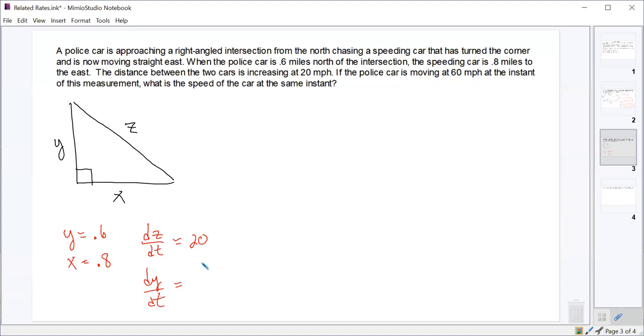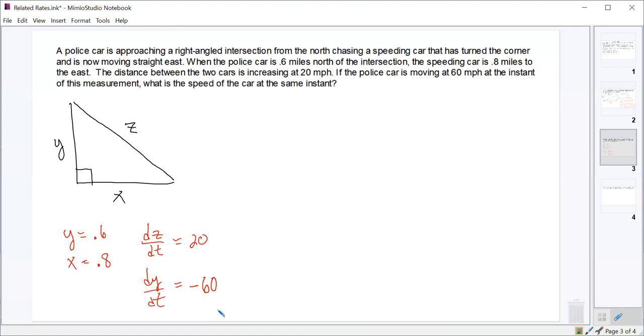60. But there's a problem with making that 60. What's the problem with making that 60? What does dy/dt represent? It represents the change in y with respect to time. What's happening to y? Is it getting bigger or smaller? Smaller, right? If I said that dy/dt, the change in y with respect to time, is 60, that would indicate that it was getting bigger. But since that distance is decreasing, we're going to say that that is negative 60. Everybody good with that?